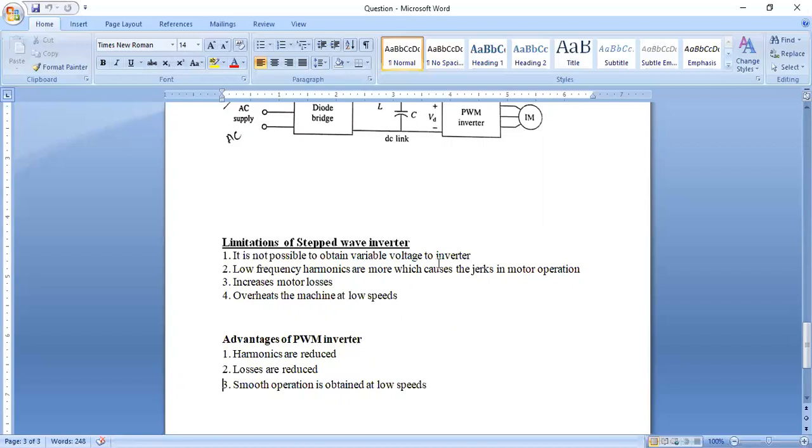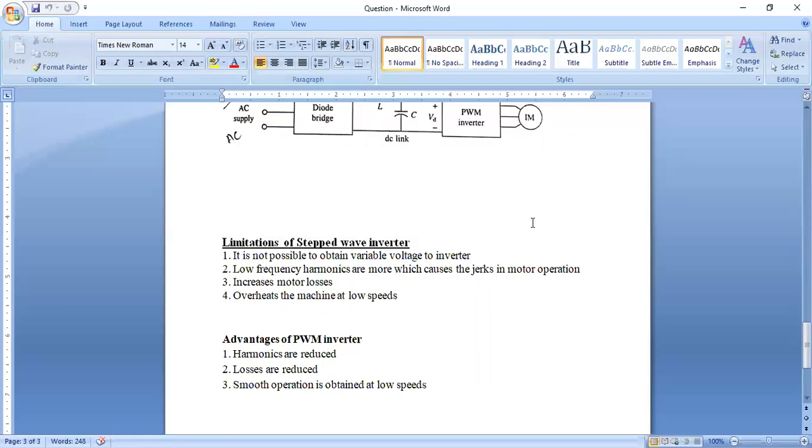These limitations are overcome by the PWM technique. Due to that, we get variable voltage, variable frequency, harmonics are reduced, and losses are reduced. So the motor operates smoothly. This is the explanation for the voltage source inverter fed induction motor.